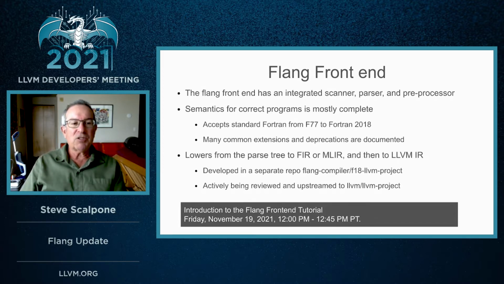From the front end parser, we lower down to FIR or MLIR, and then to LLVM IR. Now that's all been developed in a separate repo called Flang Compilers LLVM project, and it's being upstreamed right now, piece by piece. It's actively being reviewed, and those changes are being merged upstream.